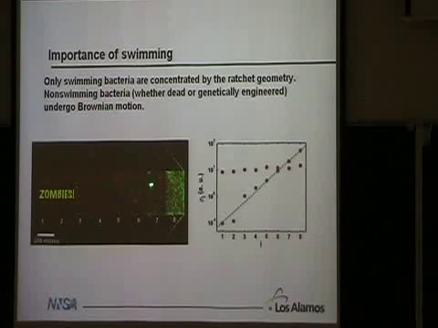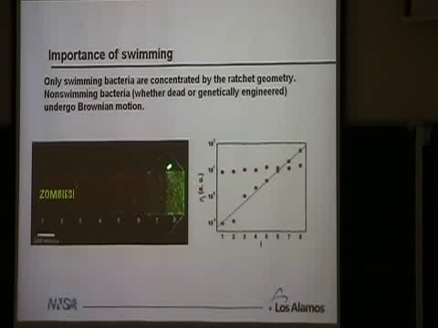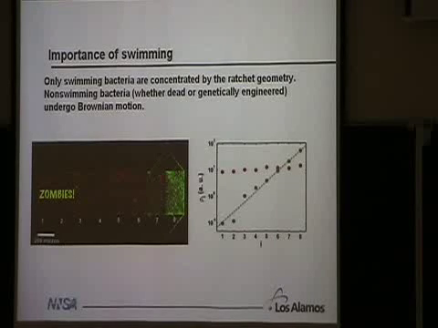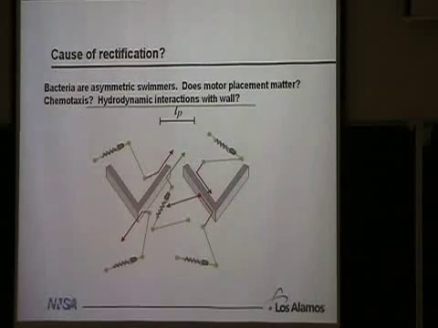But what they see is that these red ones are the ones that can't swim, and they're just uniformly spaced, and they've got an array of these asymmetric posts here. But the ones that can swim, boy, they all rush over to the end. So his claim was, this is how you separate the living from the dead. So this is the concentration of the ones that can't swim, and this is the concentration of the ones that can.